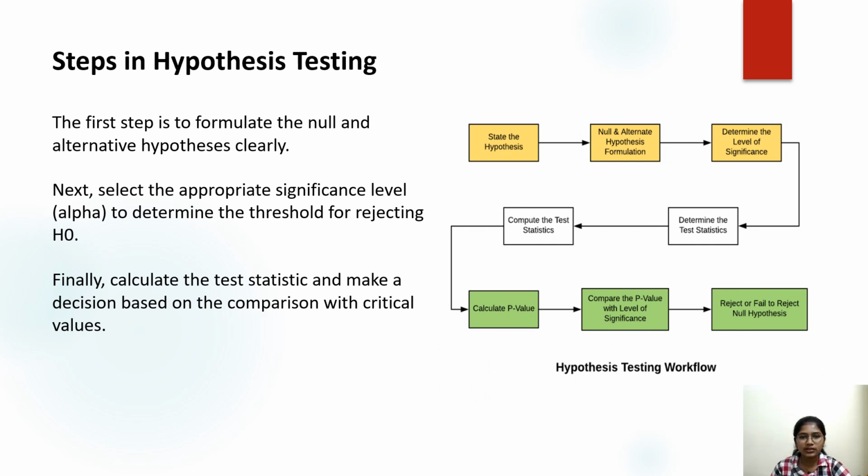Steps in hypothesis testing. The first step is to formulate the null and alternative hypothesis clearly. Next, select the appropriate significance level alpha to determine the threshold for rejecting H0. Finally, calculate the test statistic and make a decision based on the comparison with critical values.